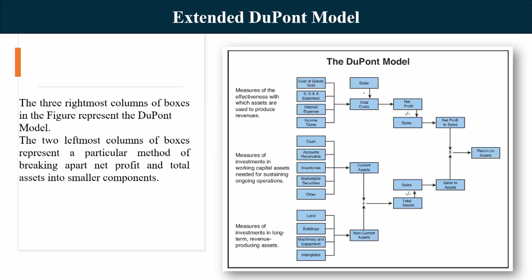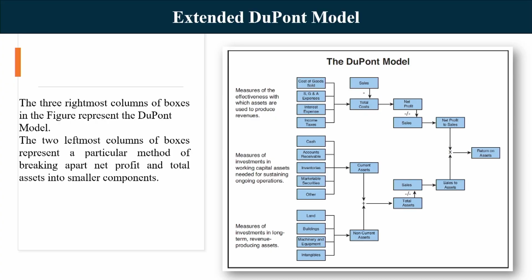So basically, let us try to understand the DuPont model, which is an amalgamation of two components. In one component we talk about the net profit to sales. What is net profit in comparison to overall sales? That will tell you how efficient your business is in deriving profit from the revenue.